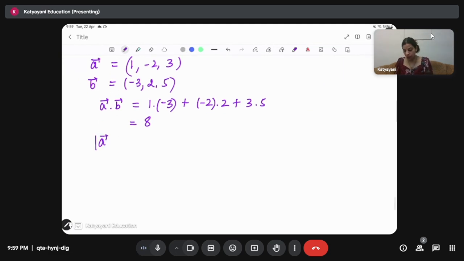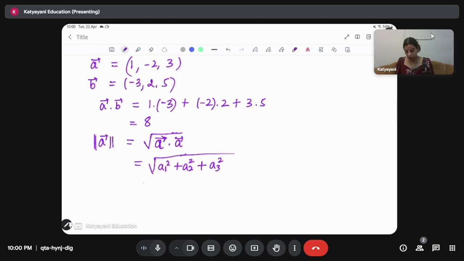Now let's see what is the norm of a. What was the formula for the norm of a? I have told you it is the square root of a dot a. That was the formula for the norm. So which is nothing but the square root of a1 square plus a2 square plus a3 square, right? So I have to take the square of 1, plus the square of 2 which is 4, and the square of 3 which is 9, which is nothing but the square root of 14. So this is the norm.